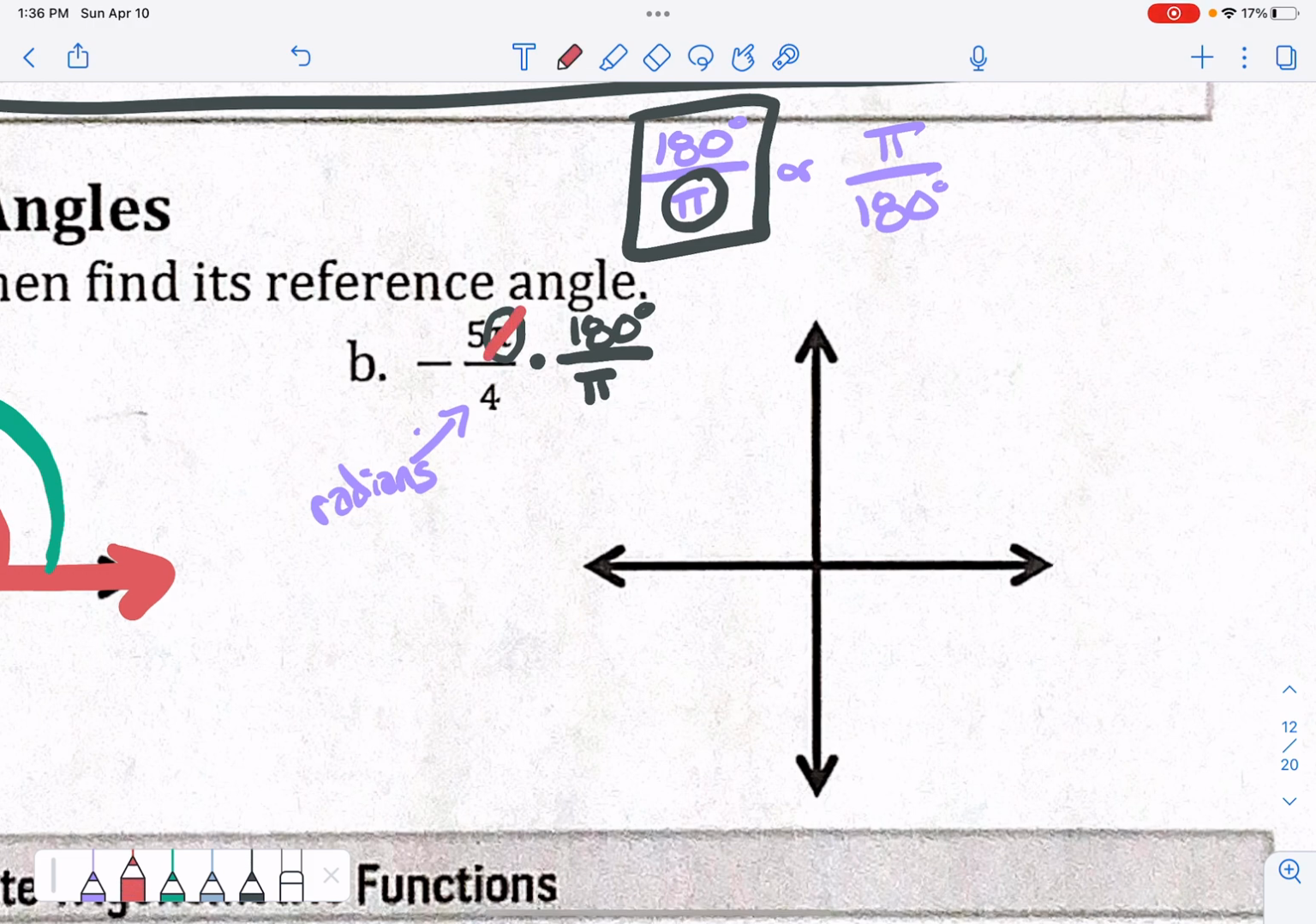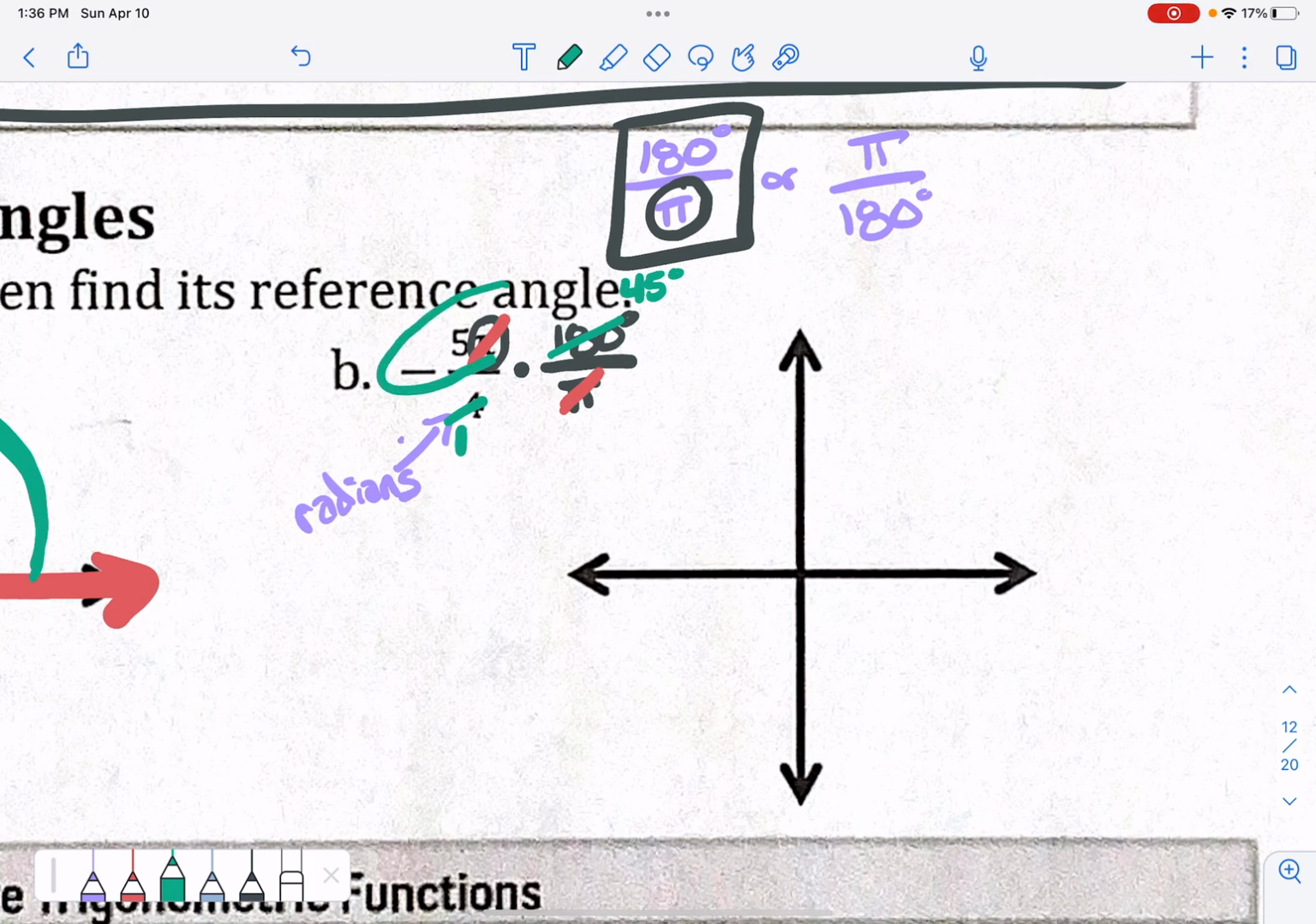That way the pi's can cancel with each other because one's on the top and one's on the bottom, and then all I need to do is reduce. So the 4 and 180 will reduce. 4 can become 1 if I divide by 4, and 180 divided by 4 is 45 degrees, okay? Then I'm looking at negative 5 times 45, which is negative 225, I believe. Negative 225, yes, I think so.